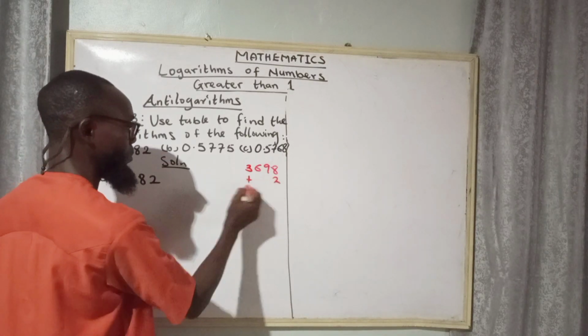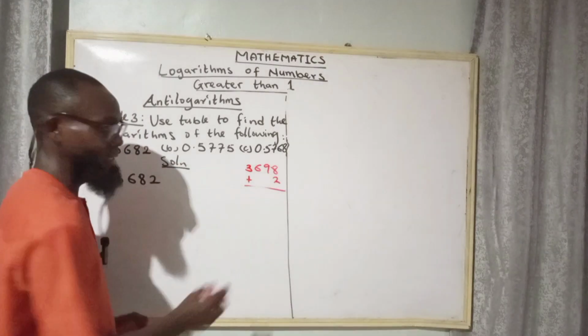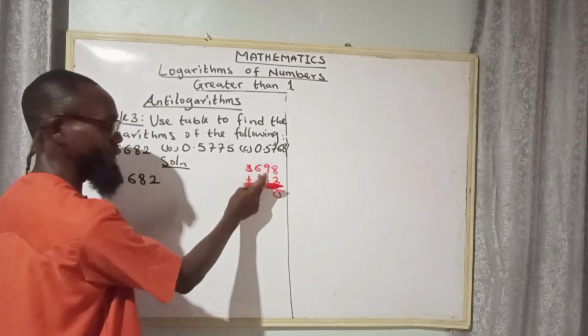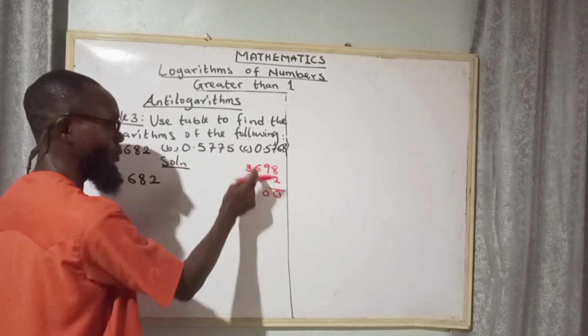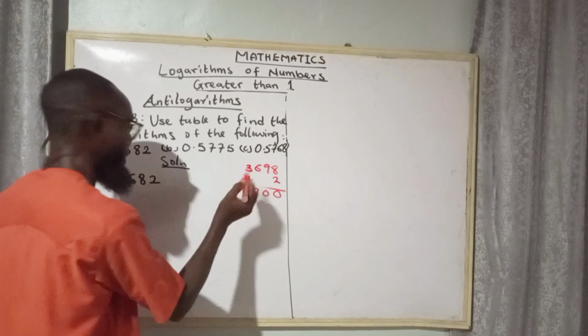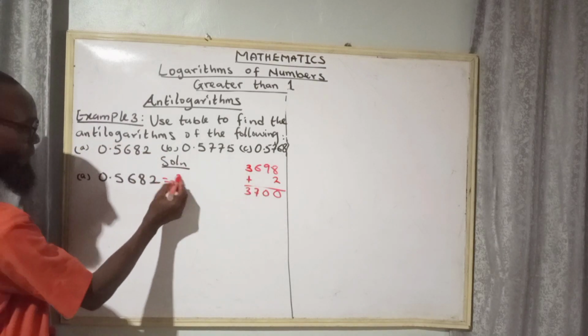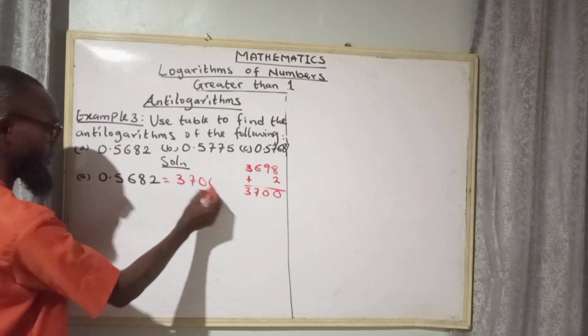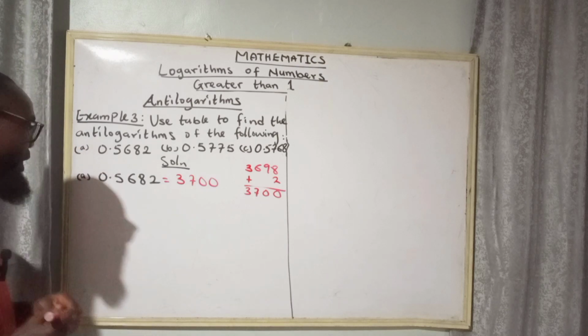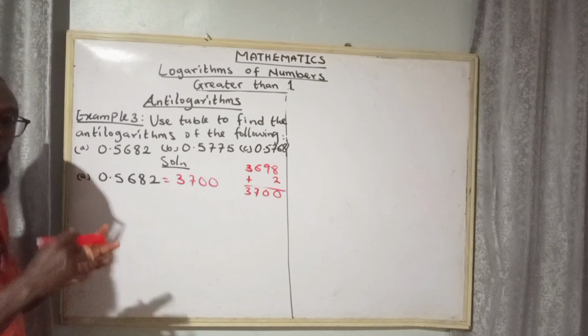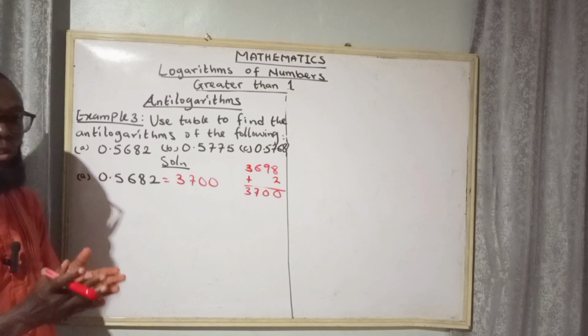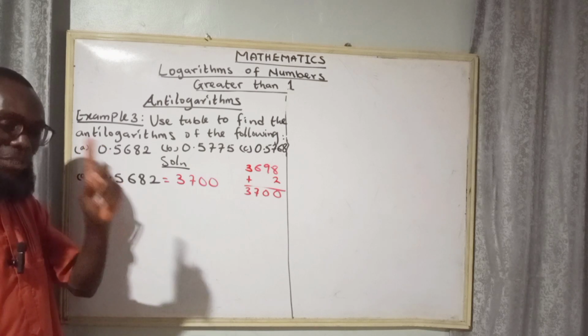8 plus 2 we have 10. 0 carry 1. 1 plus 9 we have 10. 0 carry 1. 1 plus 6 we have 7. Then we have 3. So which means that we are going to have 3700.